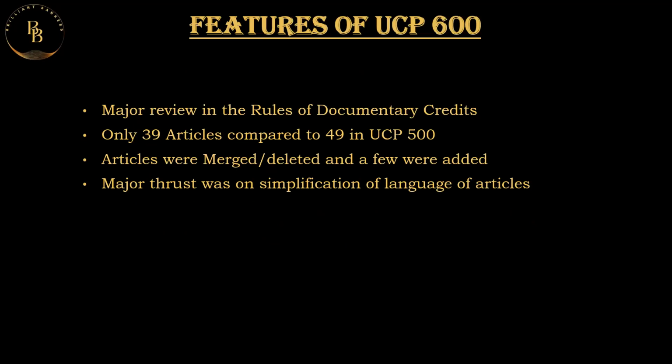Coming to the features of UCP 600. The UCP 600 was a major review in the history of uniform rules for documentary credits. It is leaner with only 39 articles compared to the 49 in the previous version, that is UCP 500. While some of the earlier articles were deleted, some were merged and a few new articles were added in the newer version of UCP 600. The major thrust was on simplified language of the articles so that each and every person can understand the articles easily by reading.